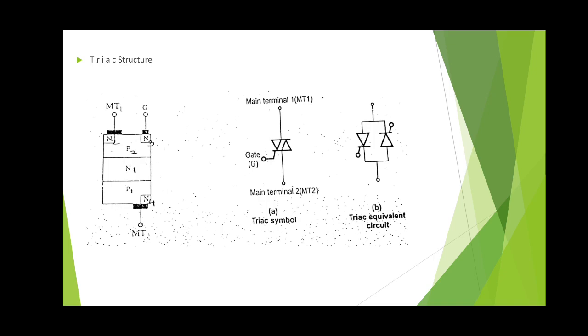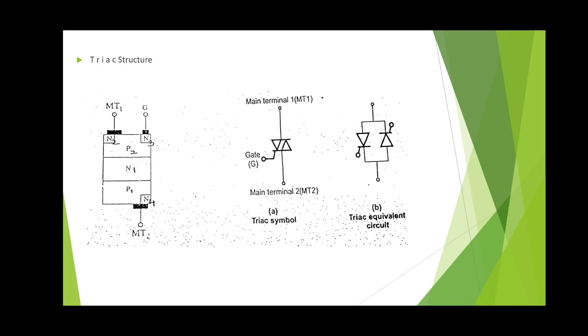The TRIAC is the most widely used member of the thyristor family. It is basically a combination of two SCRs connected in anti-parallel, that is, inverse parallel configuration. Unlike the SCR, it is a bidirectional device. The SCR is a unidirectional device, and the TRIAC can be triggered by either a positive or negative gate signal. In the case of SCR, we require a positive trigger only, but in the case of TRIAC, a positive or negative gate trigger is used.